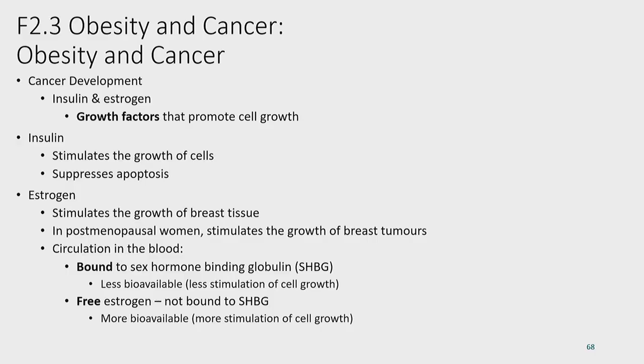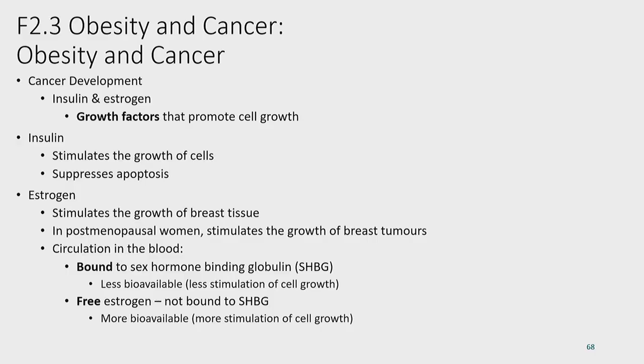So insulin specifically stimulates the growth of cells and suppresses apoptosis, which you recall is the process by which the body eliminates damaged cells. And free estrogen stimulates the growth of breast tissue, and in postmenopausal women, it has been linked to the promotion of breast tumors.